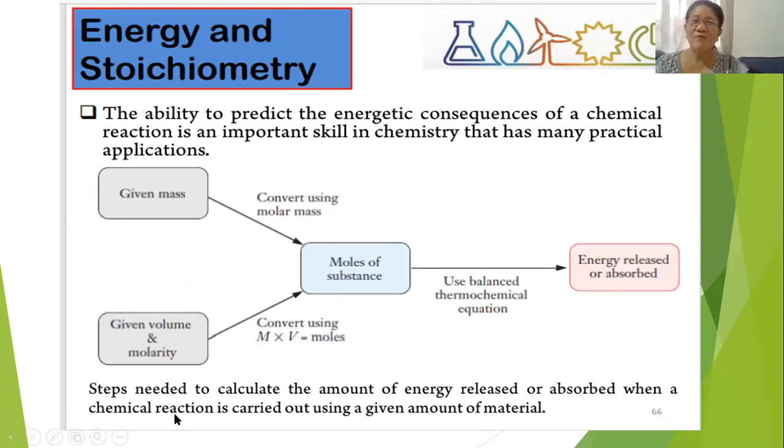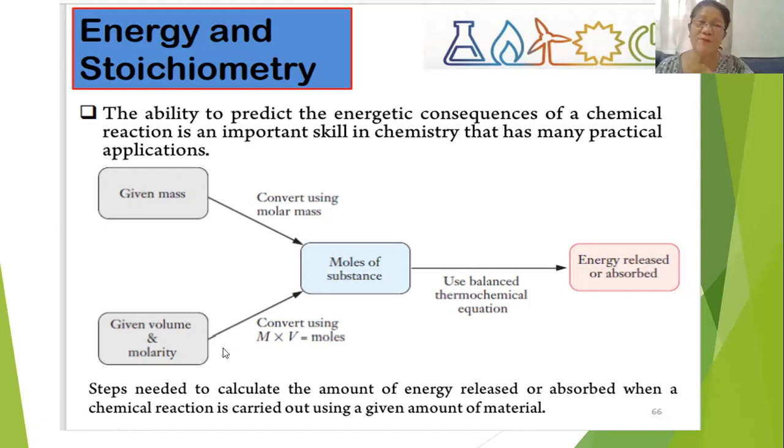So, let us move on to the energy and stoichiometry. We already know what stoichiometry is. It has something to do with the chemical reaction involving substances. This is the ability to predict energy consequences of a chemical reaction. I still remember how it is done. If the given is the mass and you want moles, all you have to do is use your molar mass, in terms of gram per mole. Reverse it, mole over gram, cancel the gram, and what remains is mole.